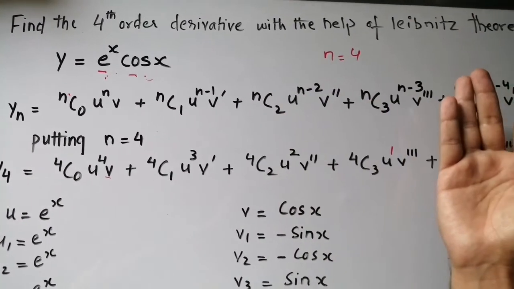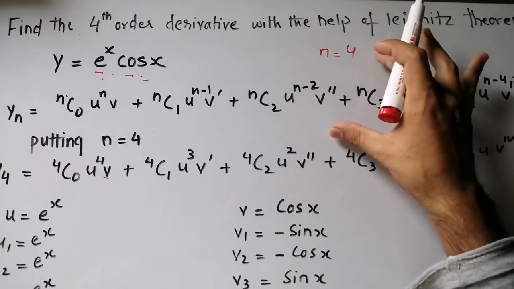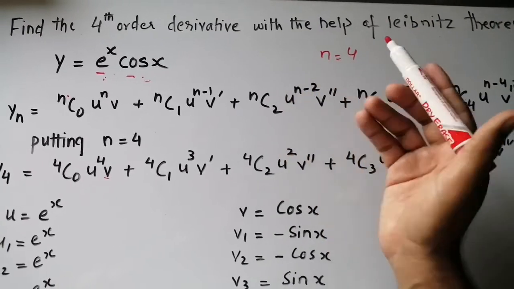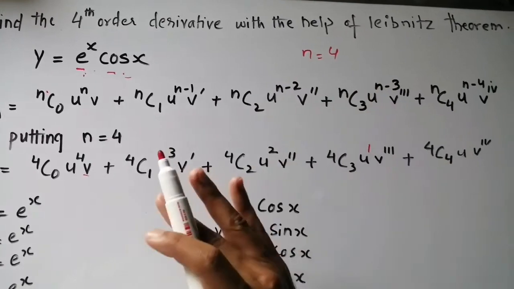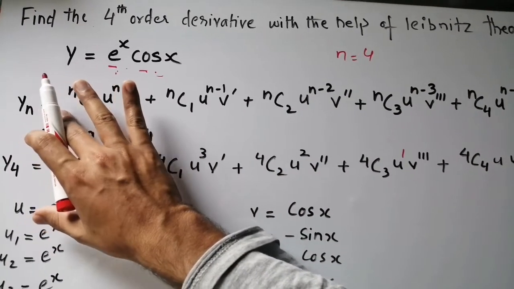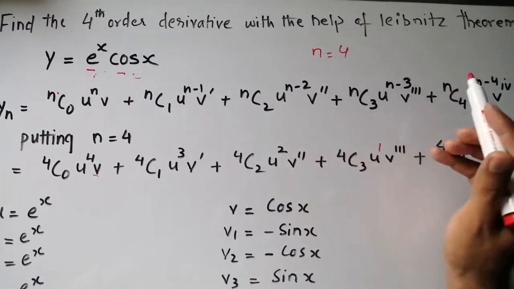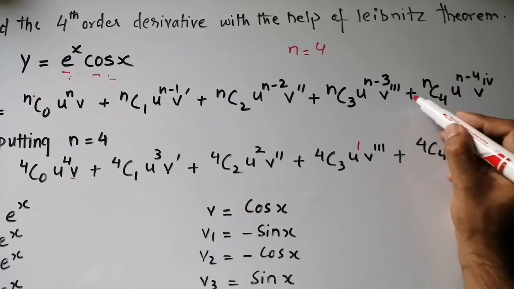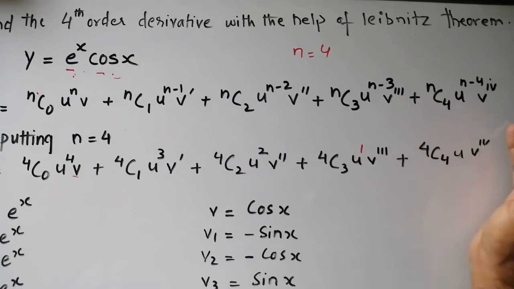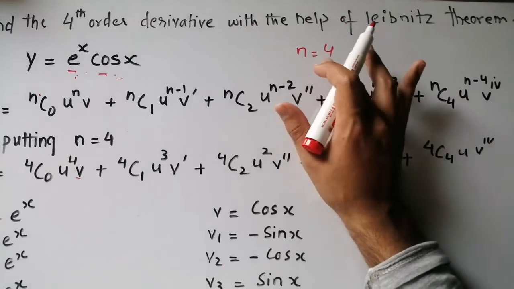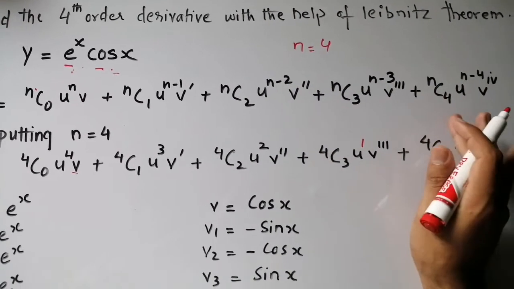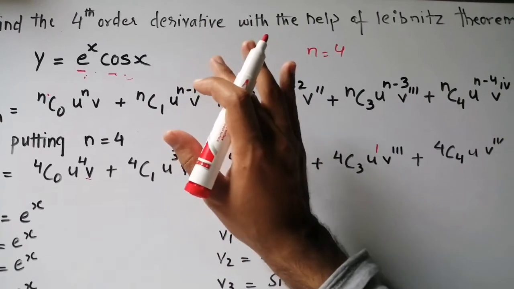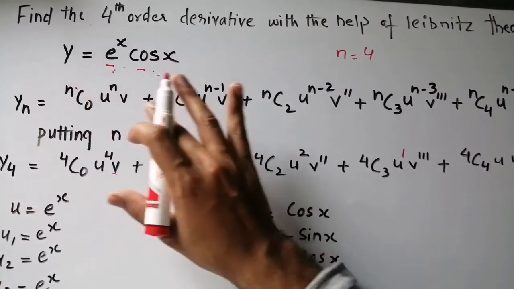We can find the nth order derivative also, but the value I have chosen here is n equal to 4. So for n equal to 4, the Leibniz theorem that we have already proved will become something like this. I have excluded all the other terms appearing after nC4 as they are not required. For the case n equal to 4, we are just going up to nC4 here. So the formula for the fourth derivative with the help of Leibniz theorem will become this.